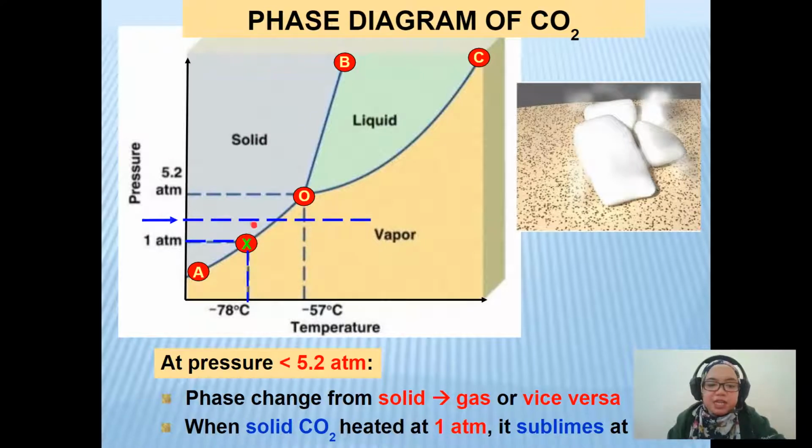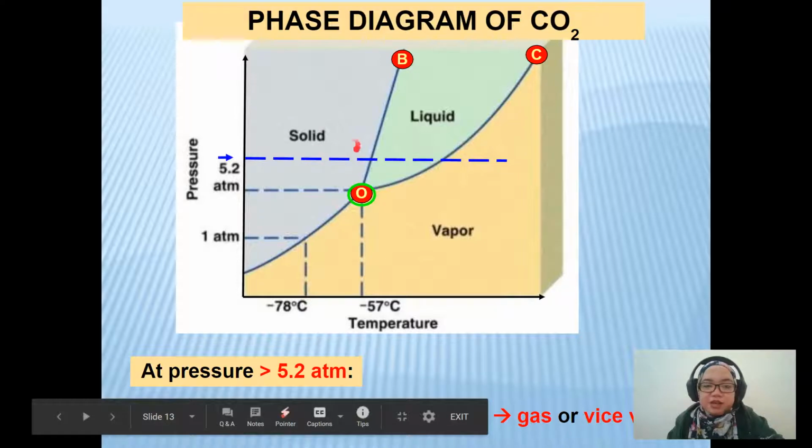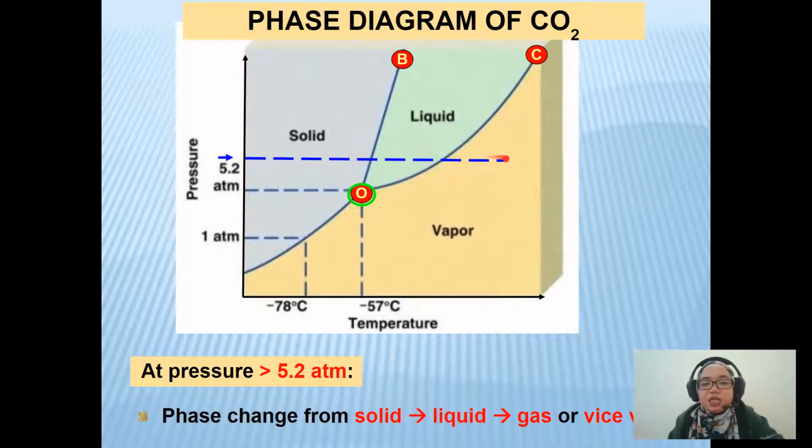Maksudnya, when solid is heated at 1 atm for example, it will sublime to gas phase at negative 78 degrees Celsius. So X here is the sublimation or deposition point. So when you heat solid carbon dioxide at 1 atm, dia tak akan jadi liquid. Dia akan terus sublime into gas phase at negative 78 degrees Celsius. At pressure above 5.2 atm, the carbon dioxide can change from solid into liquid, then into gas, or vice versa, from gas to liquid to solid. Maksudnya, at pressure below 5.2 atm, solid memang akan sublime directly from solid into gas carbon dioxide. However, above 5.2 atm, barulah solid able to change into liquid and change into gas phase.